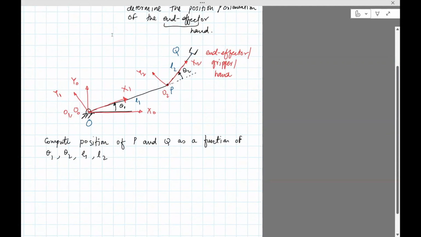Okay, now you may say that's kind of simple. You don't need to do homogeneous matrices. You can actually use trigonometry. Okay, so one method is to use trig.